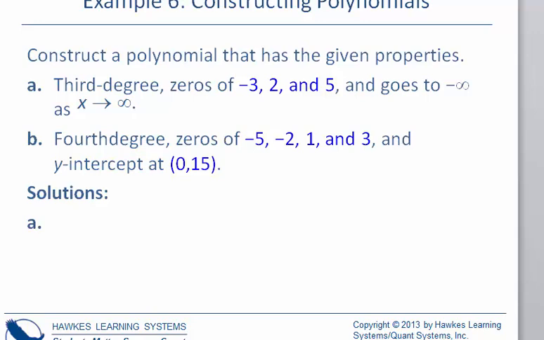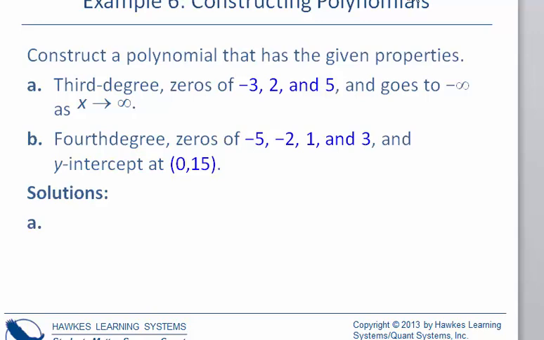Part A says that it needs to be a third degree, which means that the highest power needs to be 3. And it needs to have zeros of -3, 2, and 5. And that it needs to go to negative infinity as x approaches infinity. So initially, let's deal with the zeros.